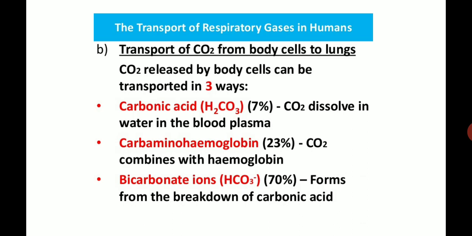7% of the carbon dioxide is transported as carbonic acid, that is CO2 dissolved in water in the blood plasma. 23% is transported as a compound that is formed by the combination of carbon dioxide with hemoglobin, and the compound that is formed is carbaminohemoglobin. And 70% of the carbon dioxide is transported as bicarbonate ions, which is formed by the dissociation of carbonic acid.